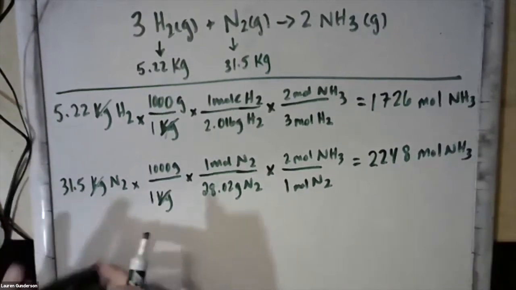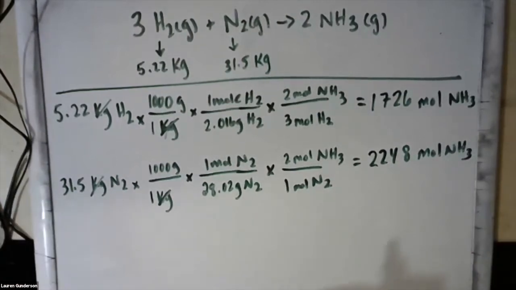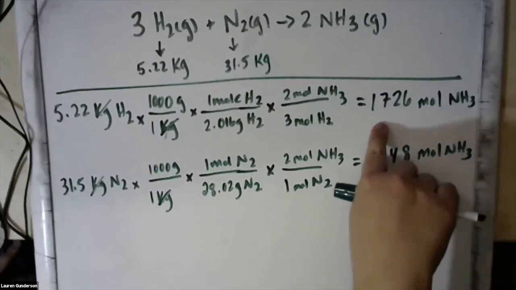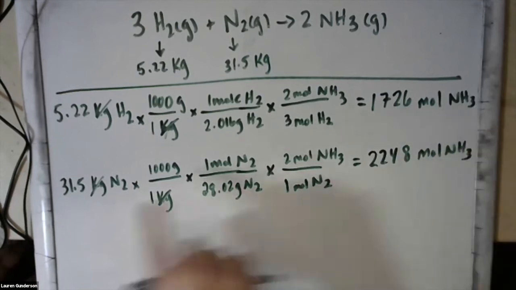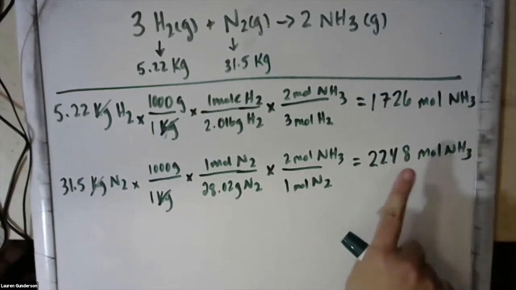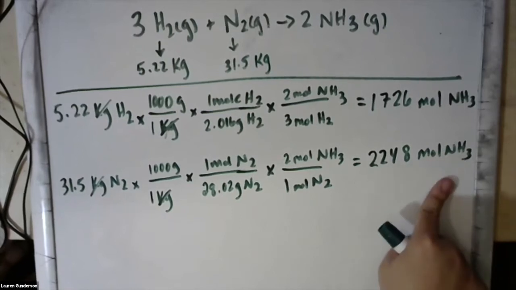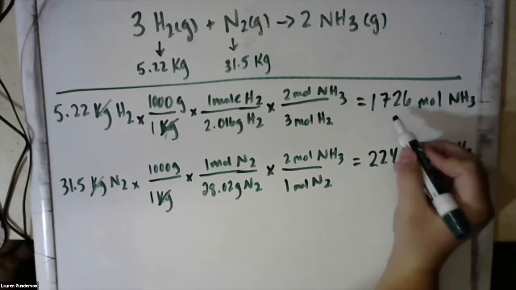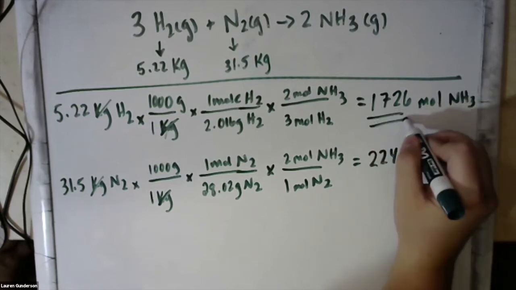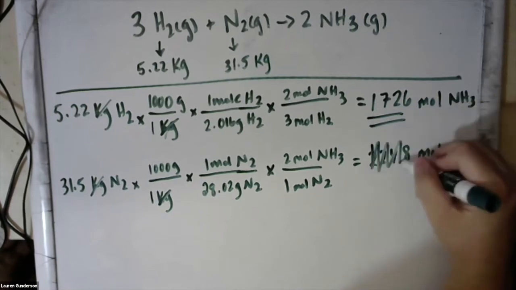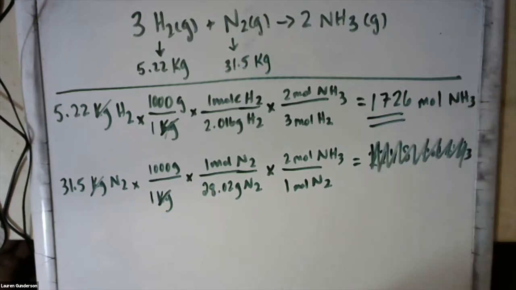So if we use up all the hydrogen, we can produce 1726 moles of ammonia. If we use up all the nitrogen gas, we can produce 2248 moles of ammonia. Between these two values, the smaller value is the theoretical yield, and this other value is garbage, and we're never going to use it again. Let's cross it out so we don't get confused.